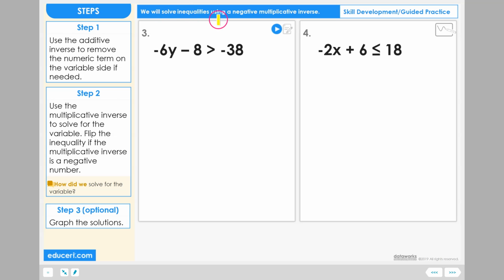Let's solve inequalities using a negative multiplicative inverse. Inequality number 3. Negative 6y minus 8 is greater than negative 38.